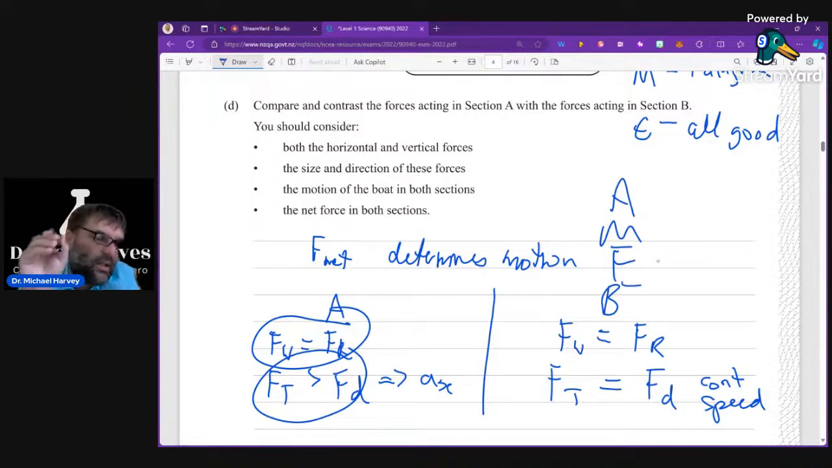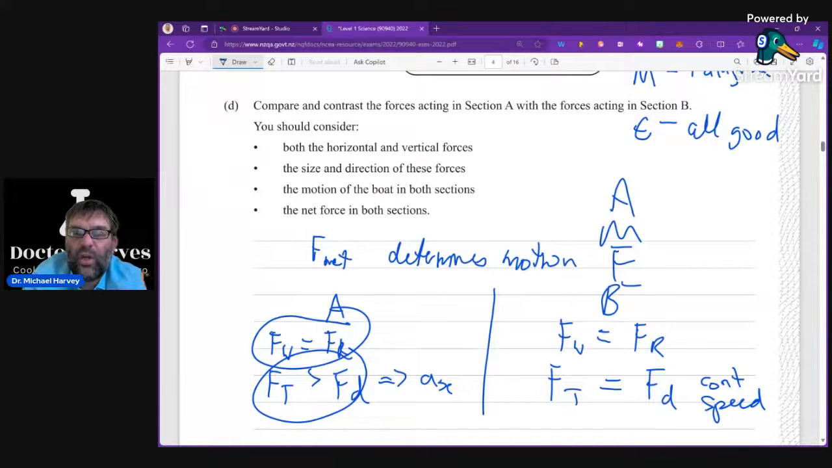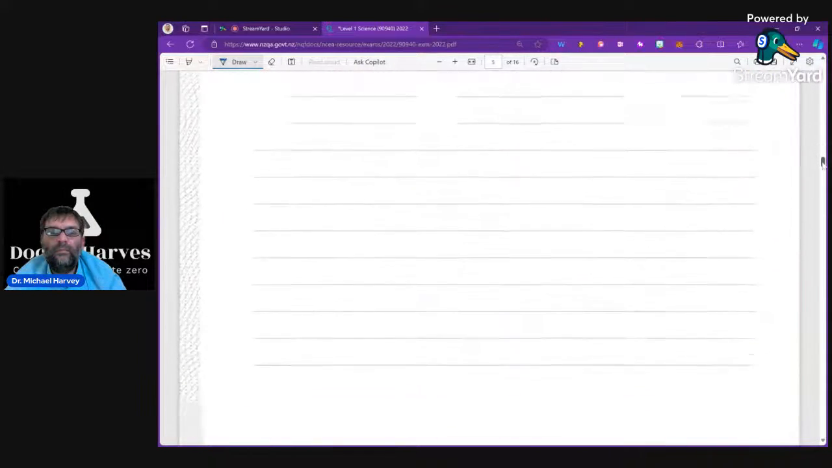And the Excellence is linking the upward and downward forces that are equal and opposite, and hence no vertical acceleration. It's not going to sink, or it's not going to go down or fly up into the air. So the whole focus of the question is about net forces. Okay, quite a bit there.